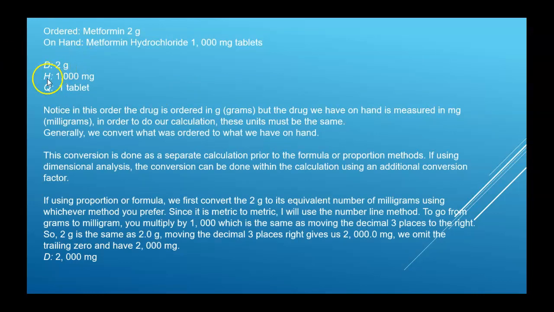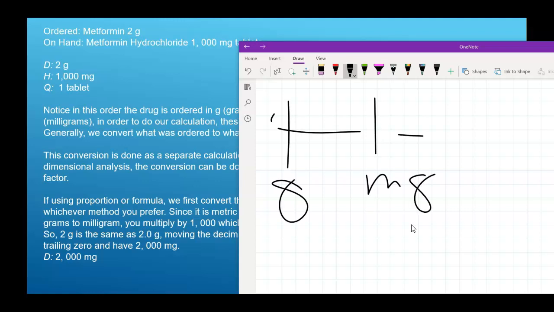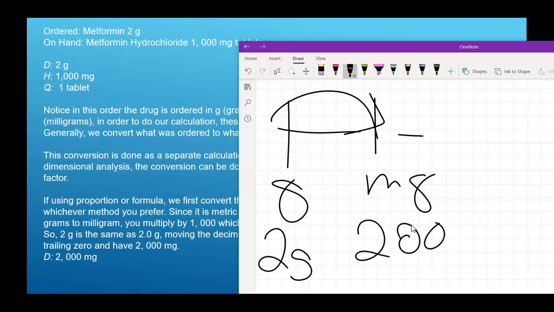Doctor orders grams, but what you have on hand is milligrams. And converting grams to milligrams is very easy, right? If we remember our number line, here's gram, here's milligram, one hop. So you can think about it as multiplying by 1,000 or moving your decimal over 3 places. So 2 grams is 2,000 milligrams.